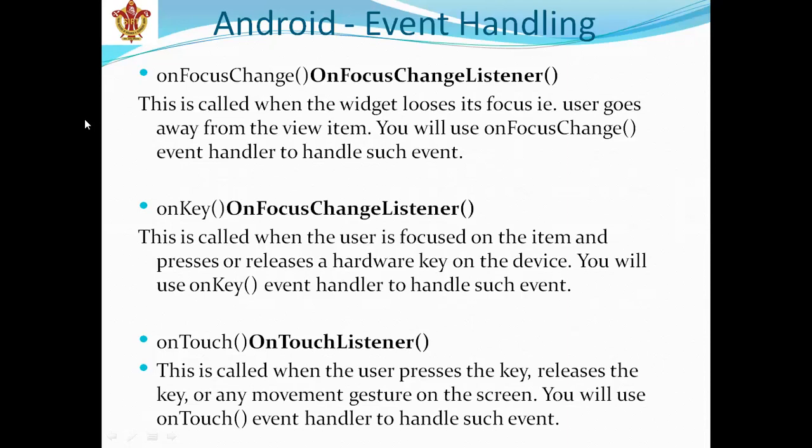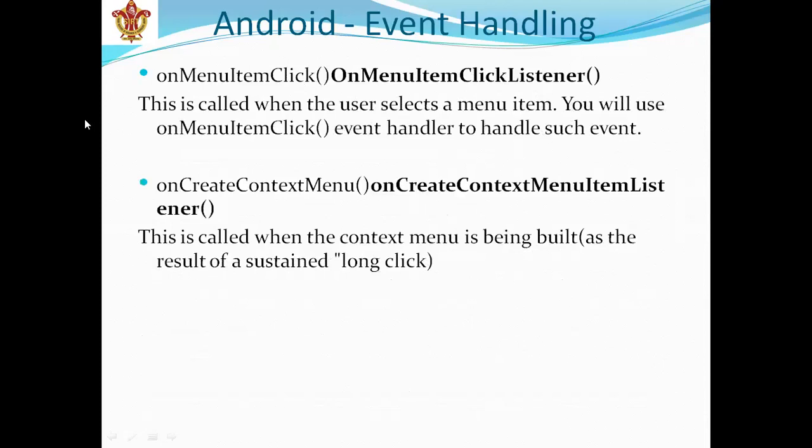And the third one is the on touch listener. Touch simply means what we normally understand. This is called when the user presses the key, releases the key, or makes any movement gesture on the screen. You will use the on touch event handler to handle such a type of event. So here we can see the three definitions: on focus change listener, on key listener, and on touch listener.